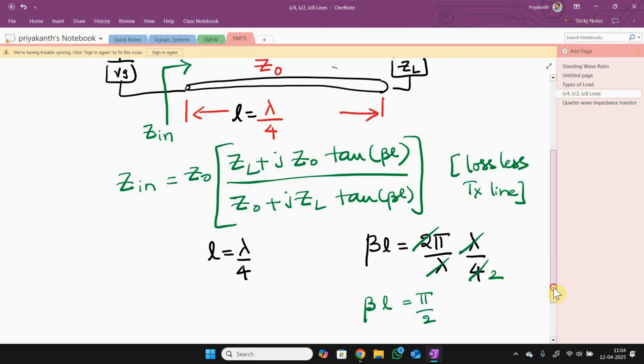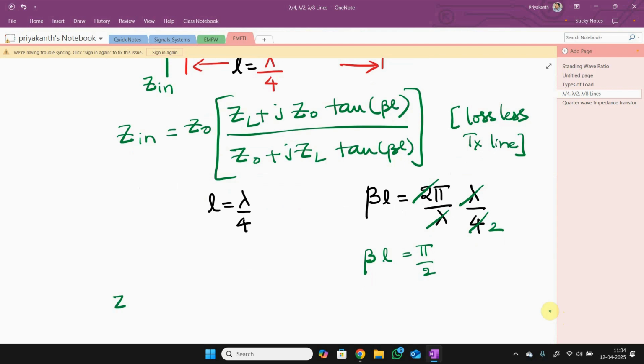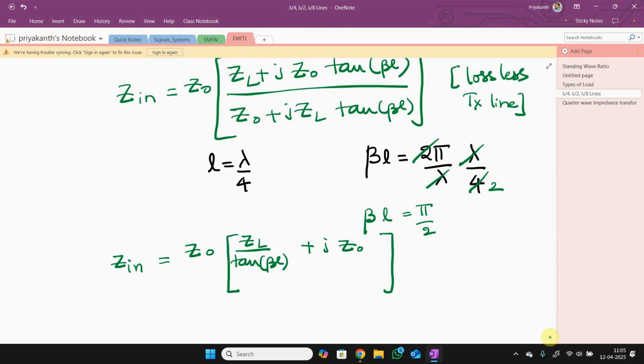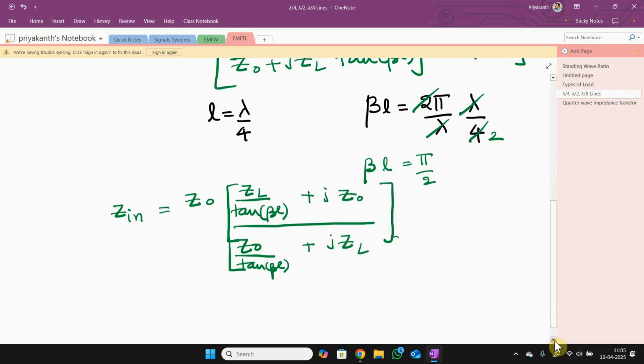So simply substitute that pi by 2 in the Zin formula. What happens to tan of pi by 2? Infinity. I can't directly write infinity, right? So dealing with infinity, we generally divide with the term which is becoming infinity. So just divide the numerator and denominator by tan beta L, because it is becoming infinity. Clear till this point? Yes, sir.